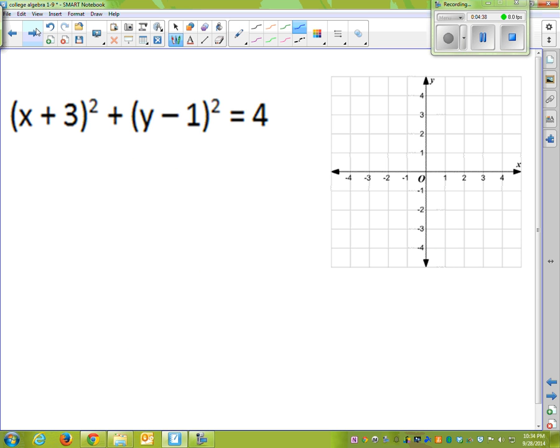Take a look at this one. Find your center, your radius, and graph. Press pause while you do your work, and then resume play to check your answer.